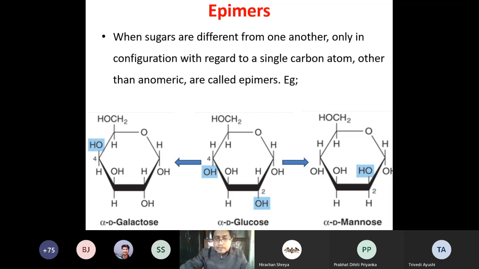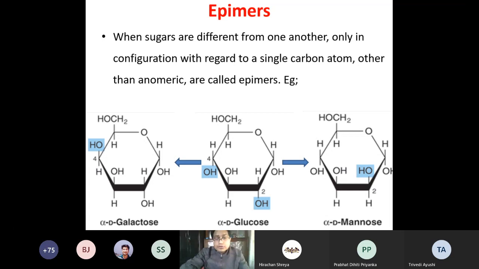Of course, the molecular formula is the same, but the structures are different, isn't it? In the case of structure also, glucose and mannose differ only in the configuration of this second carbon. Here the OH is on the upper side, here the OH is on the lower side. And if you remember the Fischer projection, the upper side means on the left side, and the lower side means on the right side. Okay.